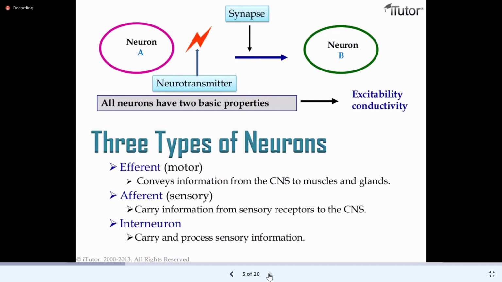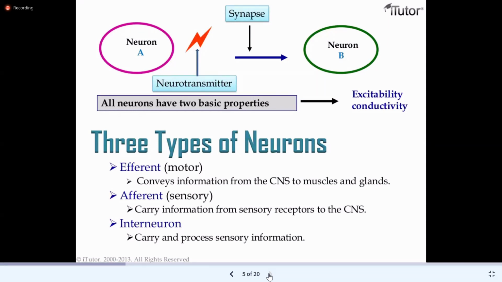In all cases, neurons have two basic properties. There are three types: afferent, efferent, and interneuron. Efferent neurons are in the motor skills, and afferent are in the sensory skills. The efferent neurons convey information from the central nervous system, CNS, to muscles and glands. Motor information is what they carry.